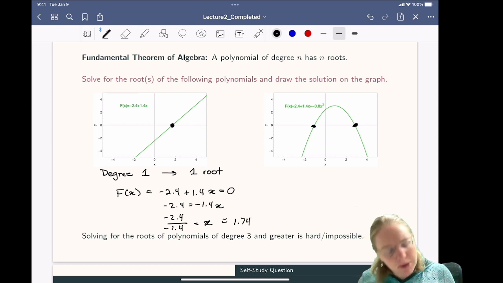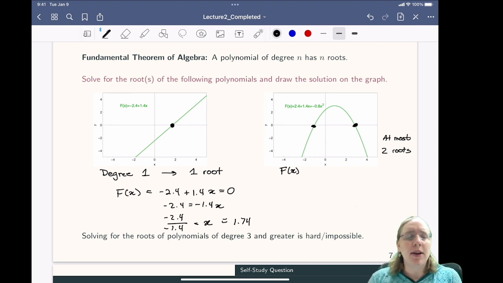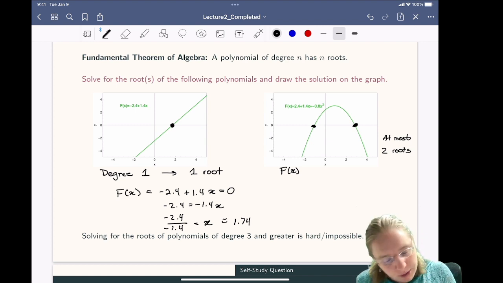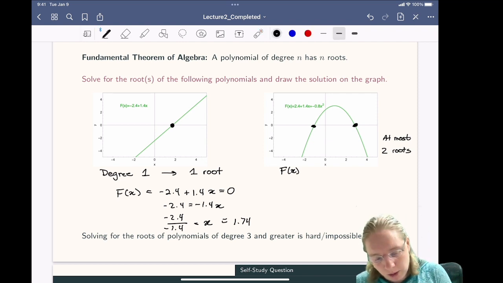All right, similarly, we can find the roots of this polynomial, the quadratic, the degree 2 polynomial, which has at most 2 roots. So it could have 1 root and 1 complex root, or it could have 2 complex roots, which you wouldn't see in the plot, but you have at most 2 real roots, which means that you can see the intersection between the horizontal axis and that curve in at most 2 places.